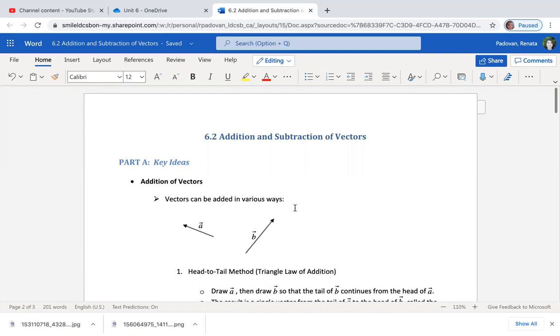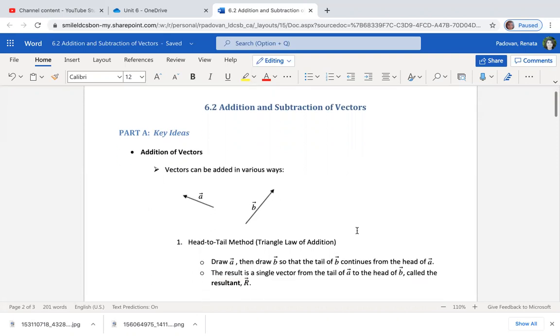So vectors can be added in various ways. There's two ways that we're going to be looking at. One way is the head to tail method, otherwise called the triangle law of addition, and the other is the tail to tail method. I'll show both ways, but the most common one after this, when we're graphing, is actually the second way, the tail to tail method. But I'll show you in the last example of this lesson how the head to tail method also works. So that's why it's good to know both.